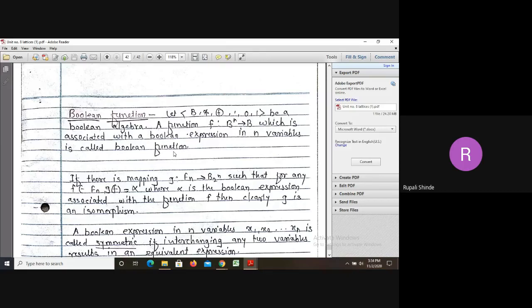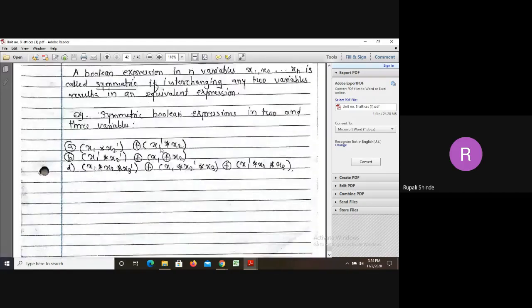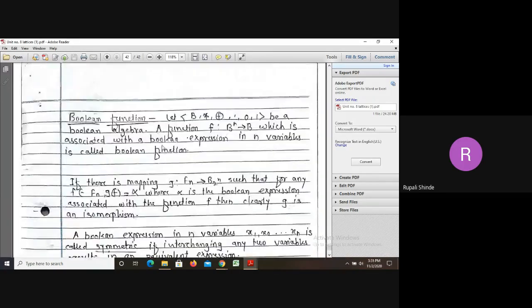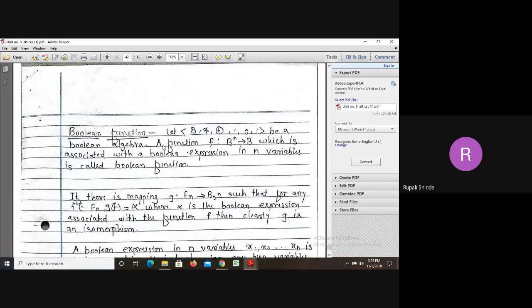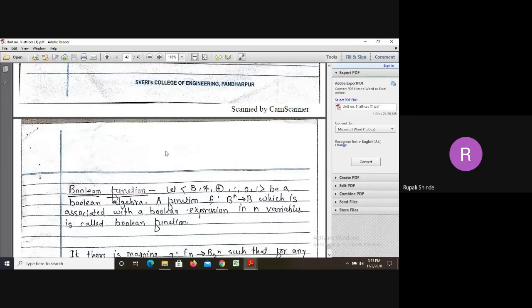And one more thing, they have never asked any question on this Boolean function. That's why there are no examples based on this, just the definition is given. So what is a Boolean function? A mapping of one Boolean algebra into another, and that mapping is called a Boolean function. So here we have covered our unit number 1, that is lattices and Boolean algebra.